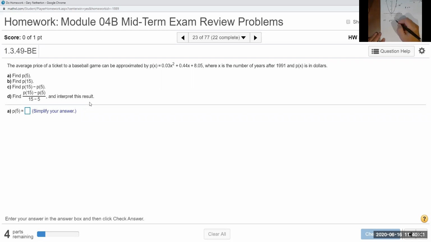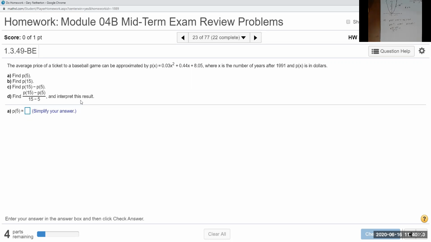So P of x is 0.03x squared plus 0.44x plus 8.05. And they first want P of 5, and then they want P of 15, and then they want P of 15 minus P of 5, and then they want P of 15 minus P of 5 over 15 minus 5.